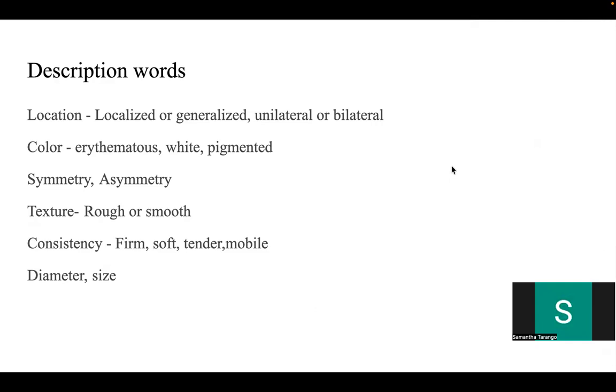Here are some descriptive words that we want to use whenever we find something. We want to be very specific in describing these lesions. We want to know where is it? Is it localized or generalized? Is it on one side or both sides? We want to know the color, the symmetry, the texture, is it rough or smooth, the consistency, and the diameter. We want to know what size it is. We want to be very specific when describing these lesions.